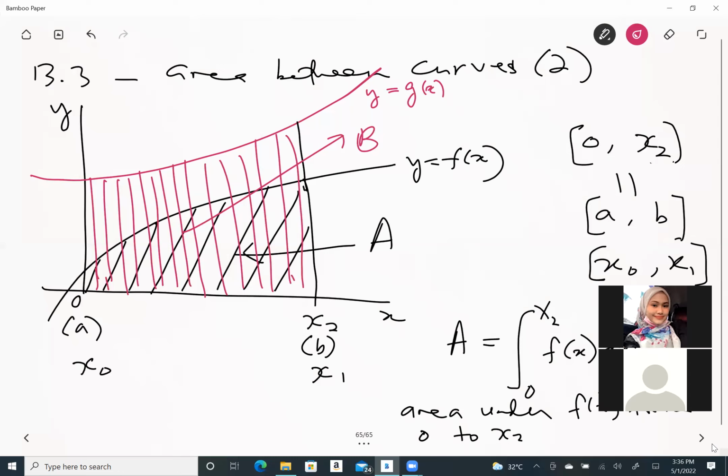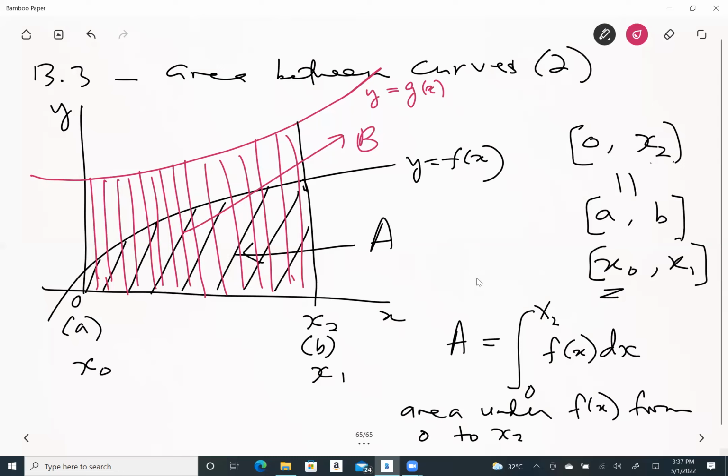Integrate from 0 to x2. What is the function? Y equal to g of x. Good. Senang ya. So the area B is the integral from 0 to x2 of g of x, which will cover the whole thing. So if you want to find B, that is simply the integral from 0 to x2 of g of x dx.